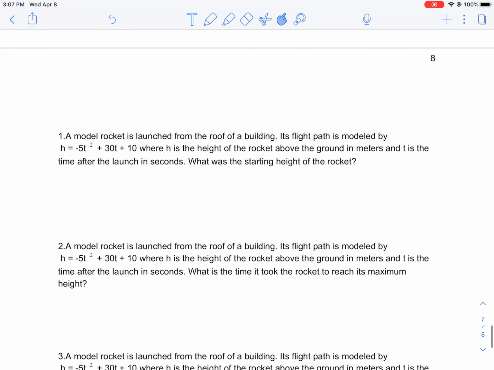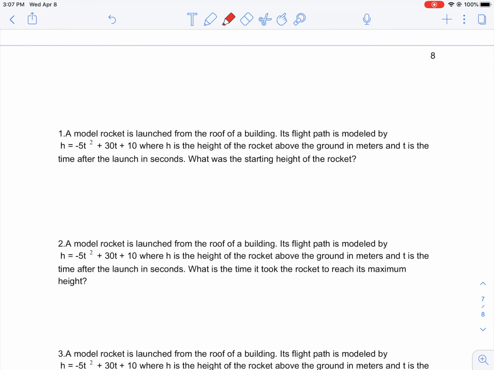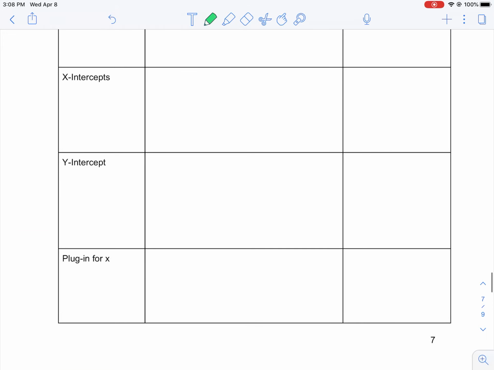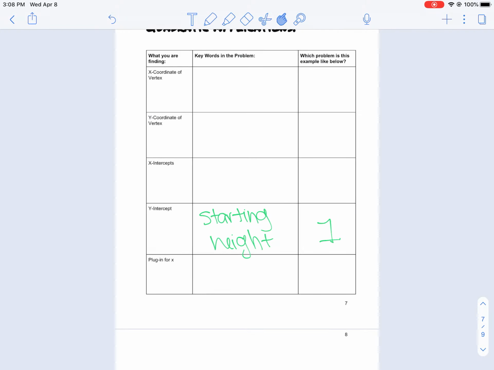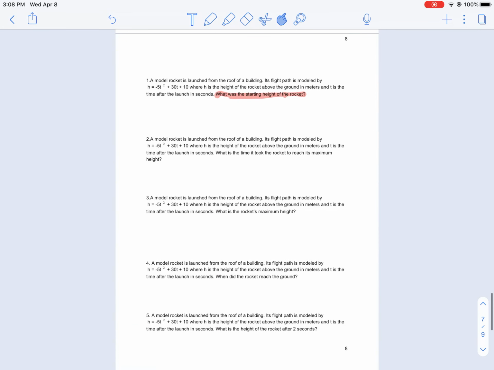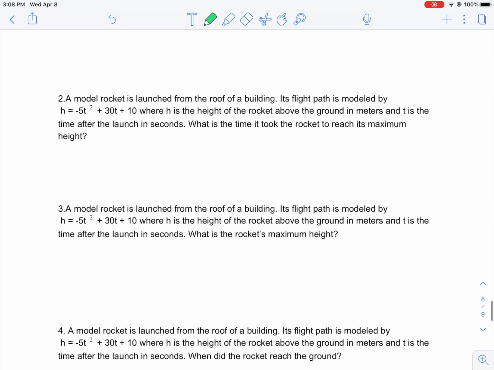So the next examples, they want us to identify the clue words and what we are trying to find. So it gives us a rocket equation again. It says, what was the starting height of my rocket? Well, remember, starting height clues you in that it was your y-intercept. So anytime they say starting height, that's what you're trying to find. So problem number 1 is what asked us for that.